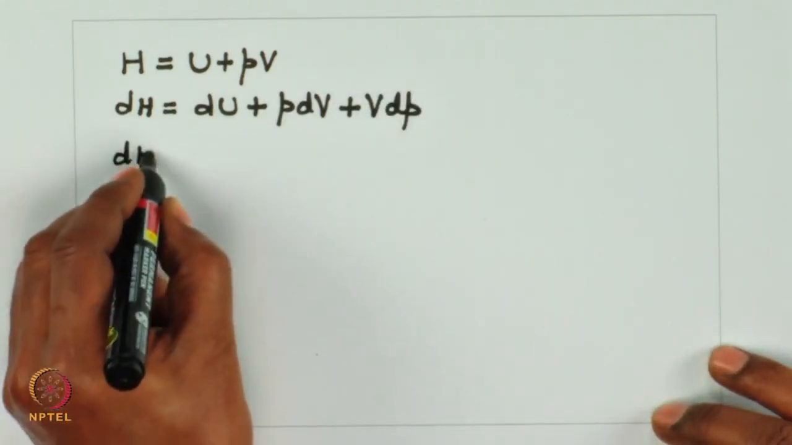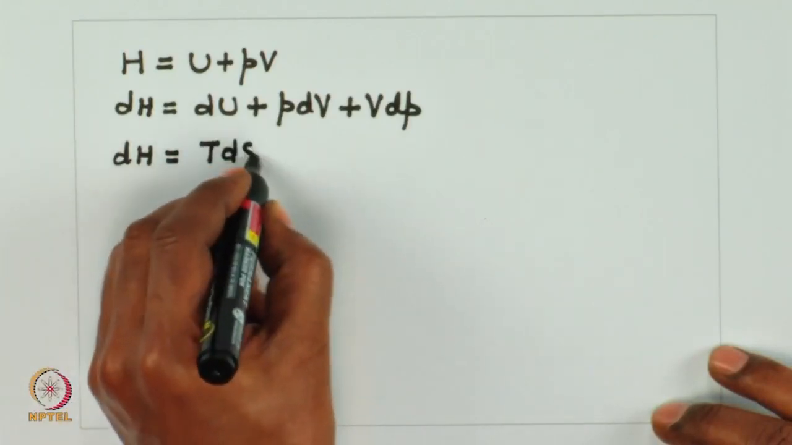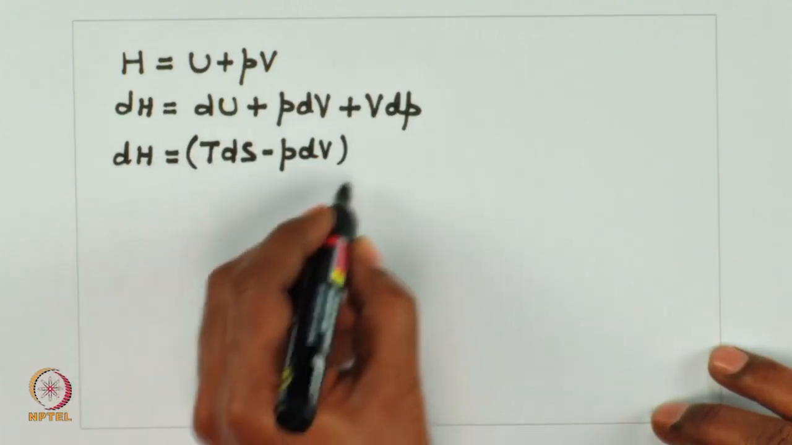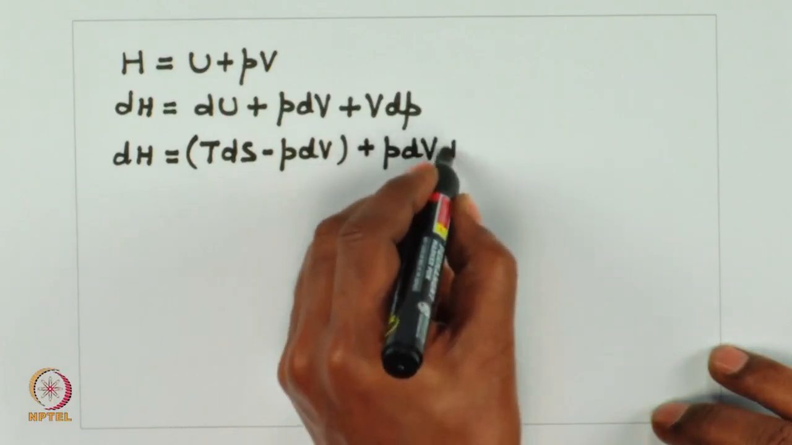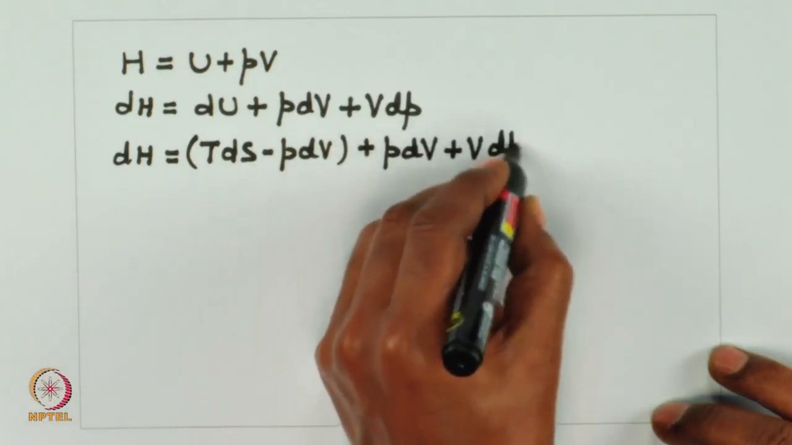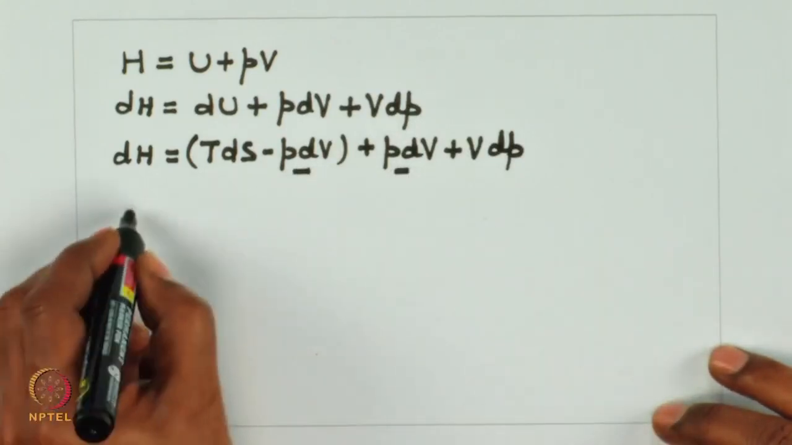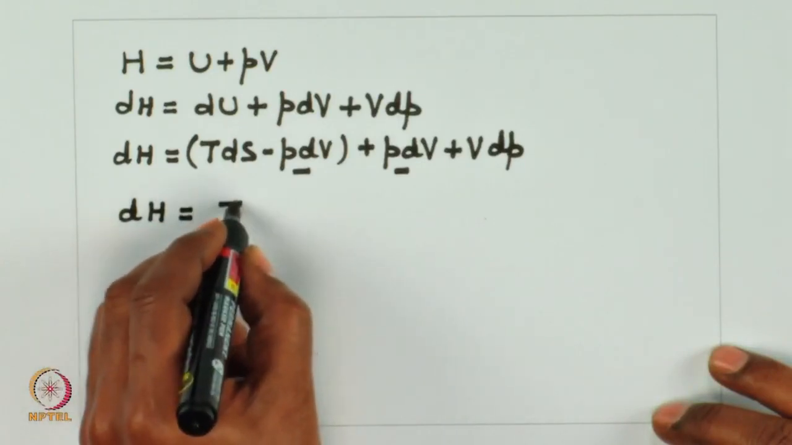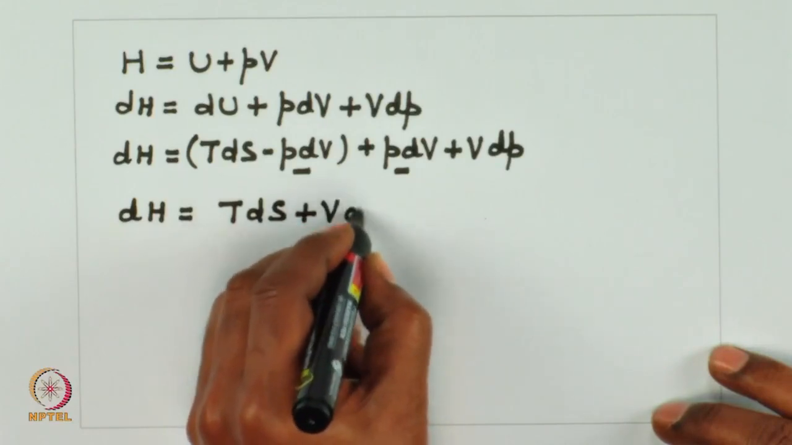Let us keep on going. dH is equal to, for dU I will write TdS minus PdV. This is for dU. Everything else is the same, plus PdV plus VdP. Now here this and this get cancelled. So I have dH is equal to TdS plus VdP.